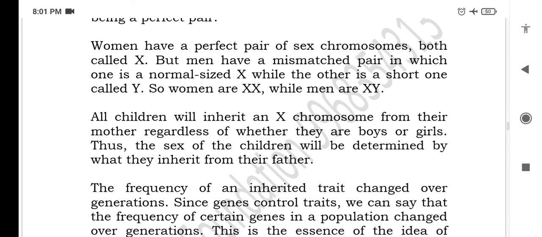Women have a perfect pair of sex chromosomes, both called X, but men have a mismatched pair in which one is a normal-sized X while the other is a short one called Y. So women are XX while men have X and Y.